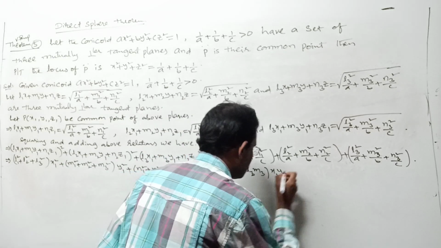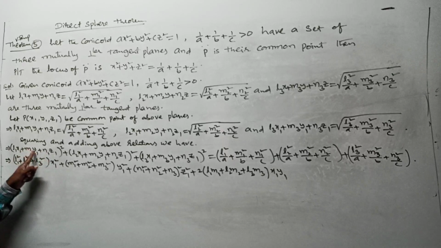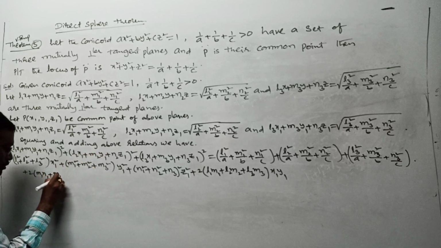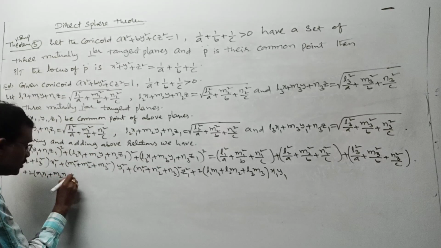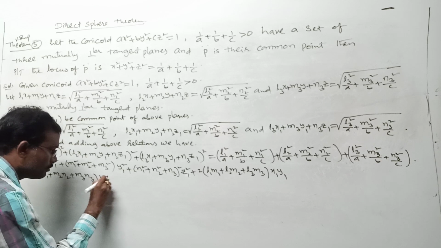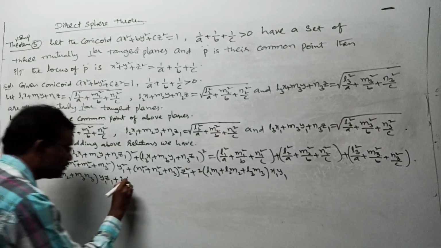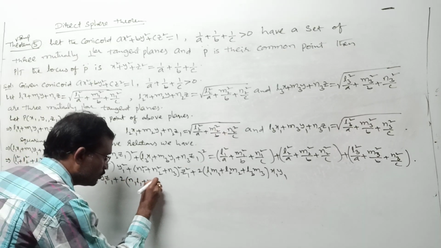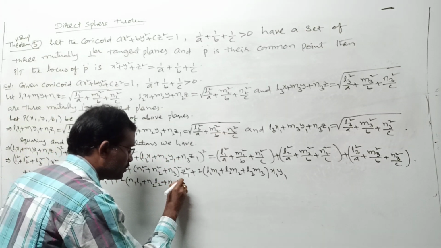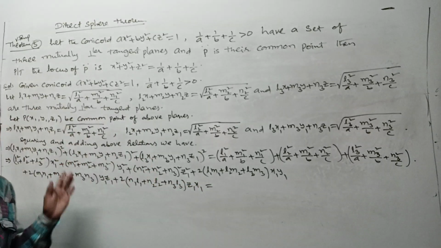Plus next, here I am going to write plus 2 into y1 z1, the 2bc term. It is M1 N1 plus M2 N2 plus M3 N3 into y1 z1, plus 2ca. It is 2 into, taking 2 common, N1 L1 plus N2 L2 plus N3 L3. Directly I did this, into z1 x1 is equal to, this is the left side portion.